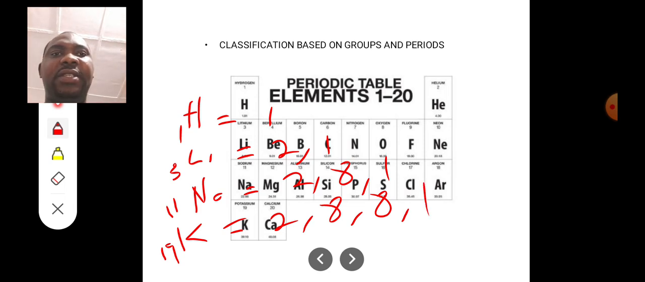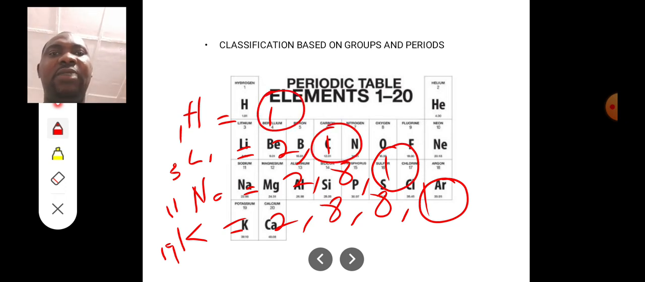Now, have you noticed that all of the group 1 elements have one valence electron? Their outermost shell has only 1 valence electron, and that is why they are all in group 1. This is the same thing that is obtainable in group 2 elements, group 3 elements, and so forth.